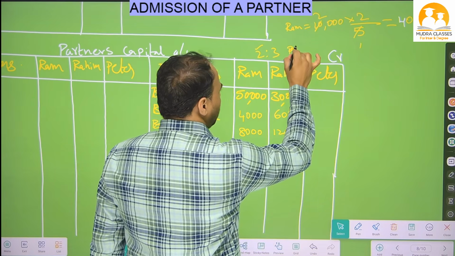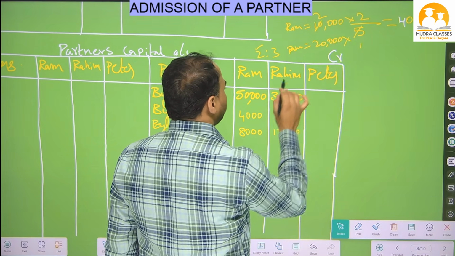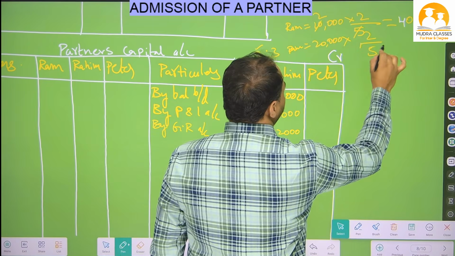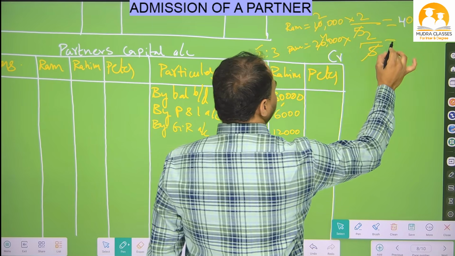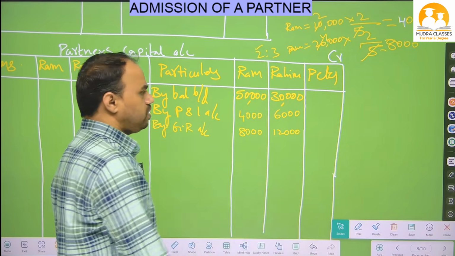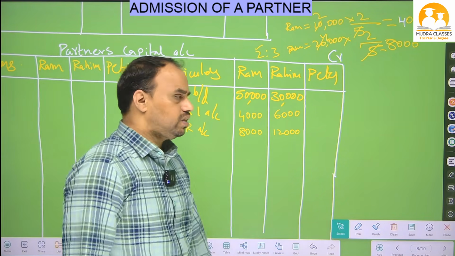So here see, Ram: instead of 10,000 take 20,000 into what is the share of Ram, 2/5. 2 plus 3 is 5, 5 ones are 5, 5 fours are 4... 2 fours are 8. So 8,000 rupees is getting by Ram and 12,000 is getting by Rahim. 20,000 minus 8,000, 12,000.